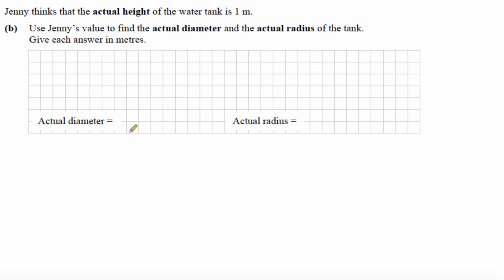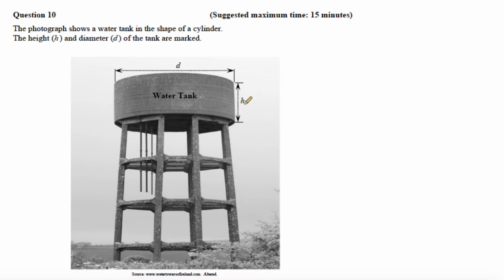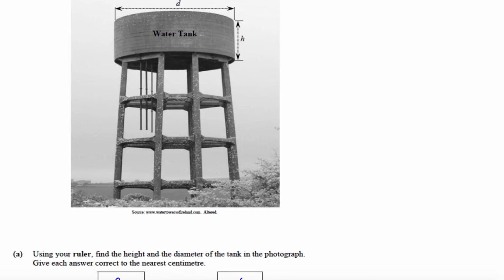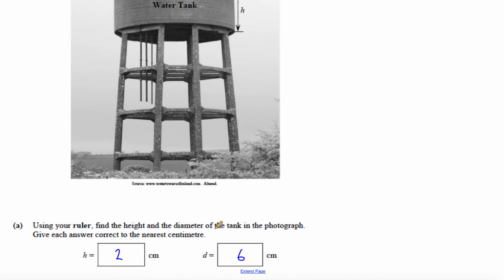So part B, Jenny thinks that the actual height of the water is 1 metre. Use Jenny's value to find the actual diameter and the actual radius of the tank. Okay, well, Jenny thinks the actual height is 1 metre as opposed to the 2 centimetres that you got when you measured it. So if 2 centimetres represents 1 metre for the actual height, well then it's half the number of centimetres in metres. So we're going to half all our numbers.